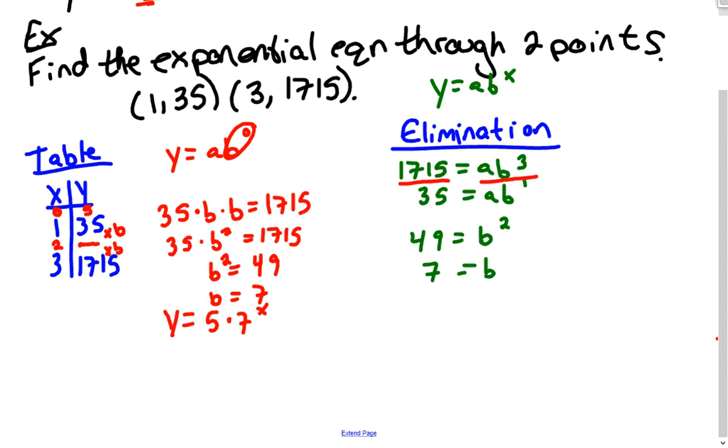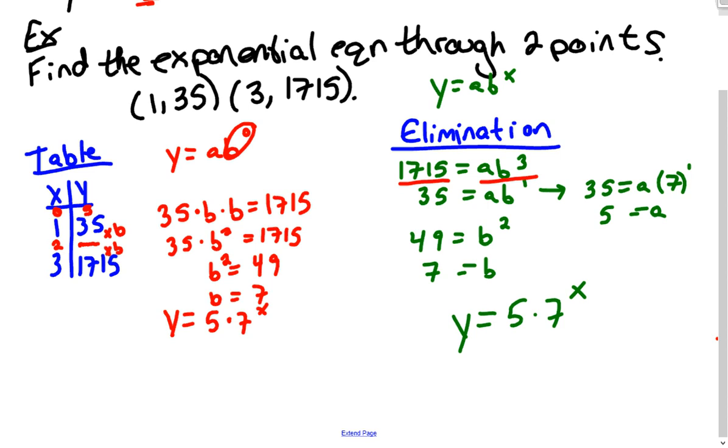Now, how do I find the other one? Plug it in. So plug 7 into either of these two equations. So 35 equals a times 7 to the first power. Divide both sides by 7, a is 5. So your equation is y equals 5 times 7 to the x. This is my preferred method, elimination.